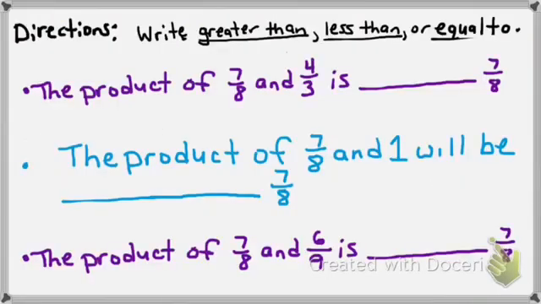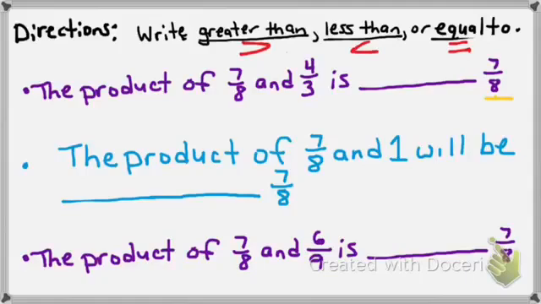The directions say write greater than, less than, or equal to. I know the greater than symbol looks like this, the less than symbol looks like that, and the equal to symbol looks like this. So let's focus on my first problem. The product of 7/8 and 4/3 is greater than, less than, or equal to 7/8.